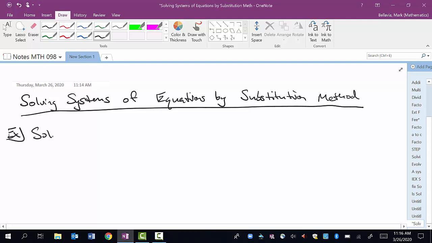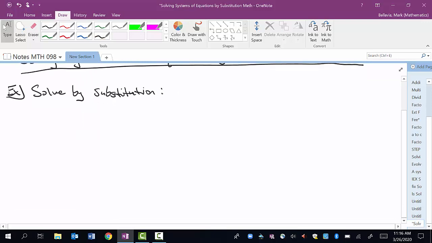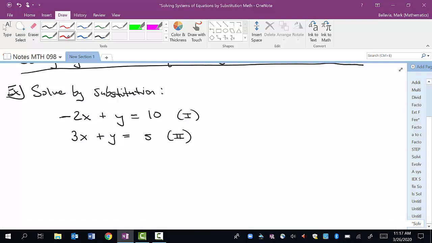So if I said to solve by substitution. Now it might say solve algebraically. And if it does, there's another method we're going to learn later that will explain how to solve a different way algebraically. But this is how you do it using substitution. So if I said negative 2x plus y equals 10, I'll label this equation 1. And 3x plus y equals 5, which I'll label equation 2. And I'll write the steps along as I go.